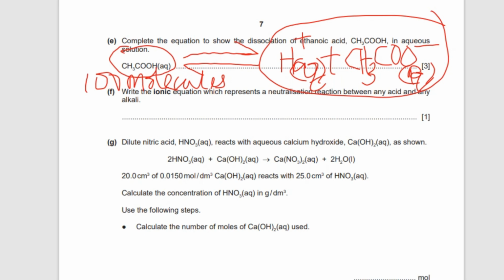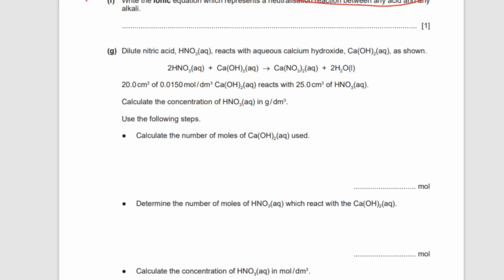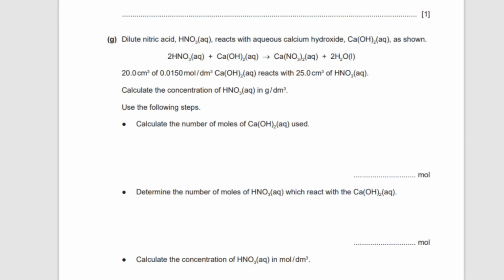Now write the ionic equation which represents a neutralization reaction between any acid and any alkali. Okay, so this is like an ionic equation. Usually this ionic equation will end up as water. Okay, I hope you remember the rule that molecules don't ionize. By molecule we mean covalent compounds or covalent substances, they don't form ions. You put them in water, but they are not made of ions, so they don't form ions.